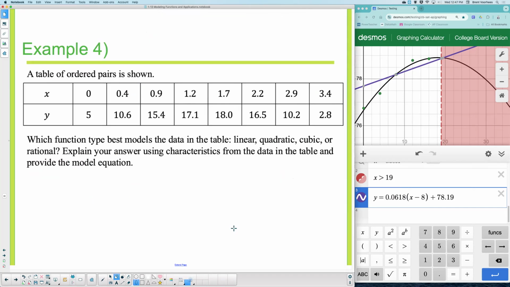All right. That was the longest problem ever. Whew. Example 4.